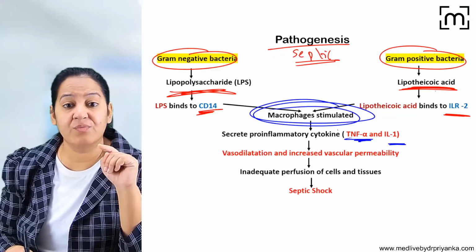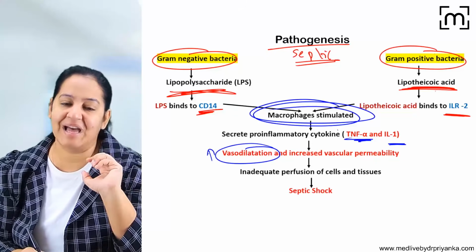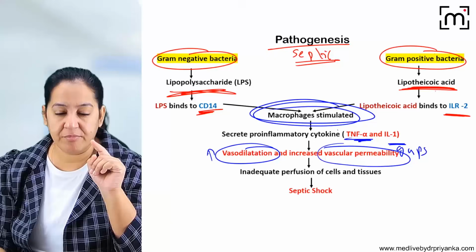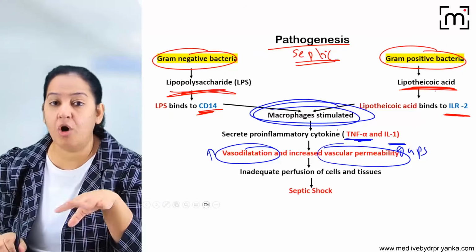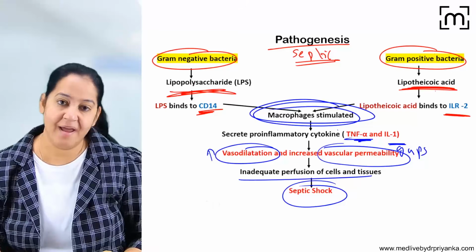So these two cytokines first cause vasodilation, so the organ will receive more blood instead of less. Initially there is a hyperdynamic stage, but later on, due to increased vascular permeability, gaps are formed, and from the gaps the fluid will leak out. Now the organ will get less blood, and that will lead to septic shock.